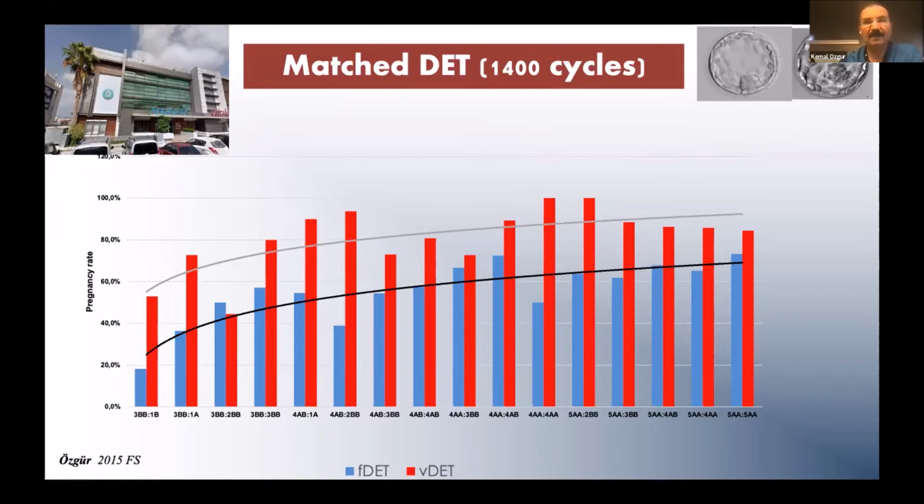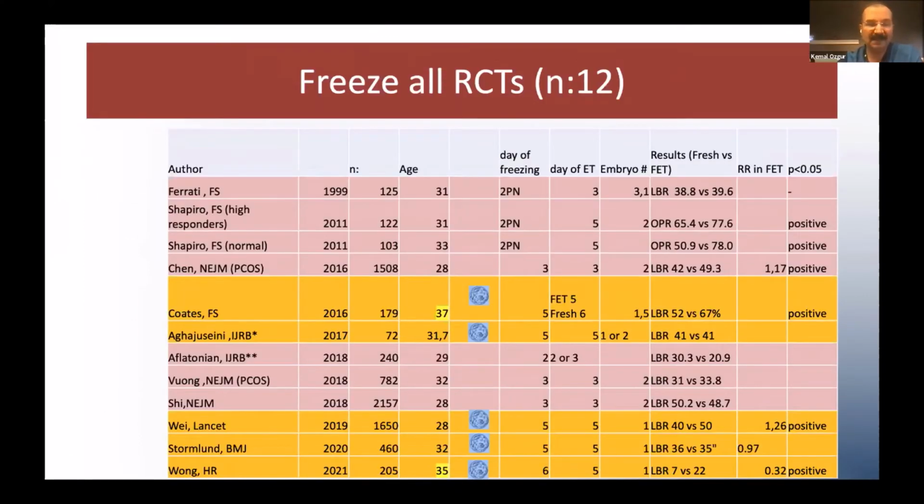Now, of course, this is our experience, but when we go to evidence-based medicine, the best evidence comes from randomized controlled clinical trials. In the literature, there are 12 randomized controlled trials, and this graph is a summary. There are pink ones and yellow ones. The pink ones are the trials for non-blastocyst stage, and the yellow ones are all blastocyst transfer. I chose to separate by stage because the success is different depending on the stage of transfer.